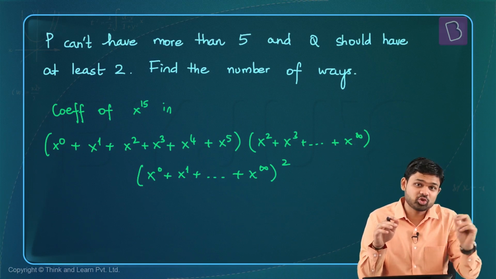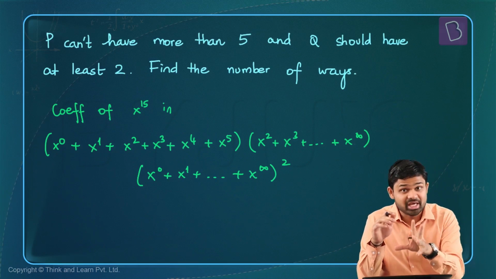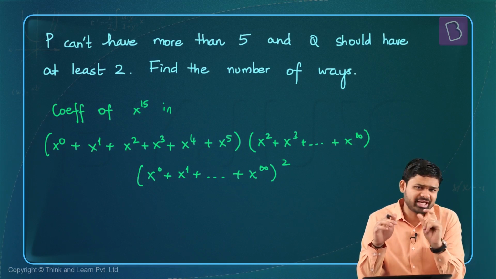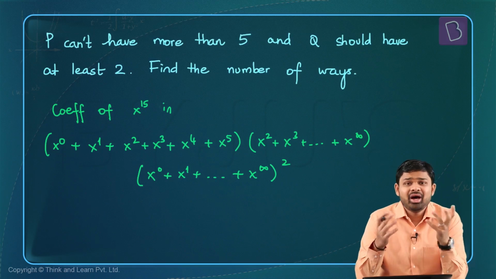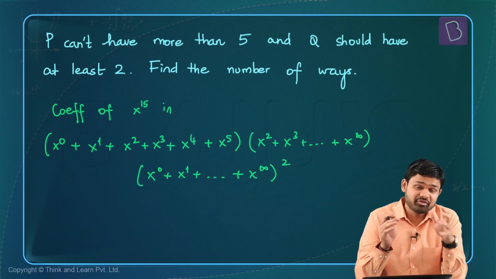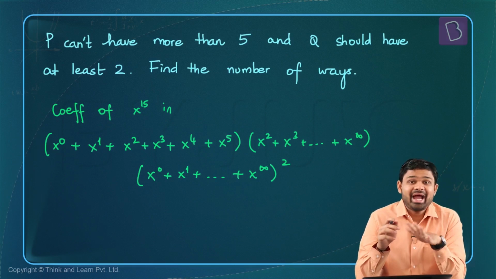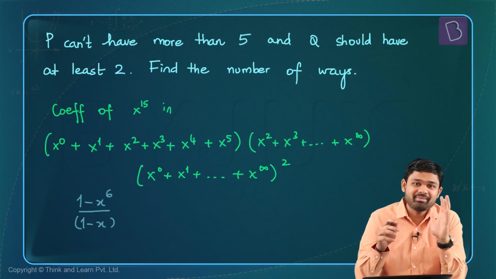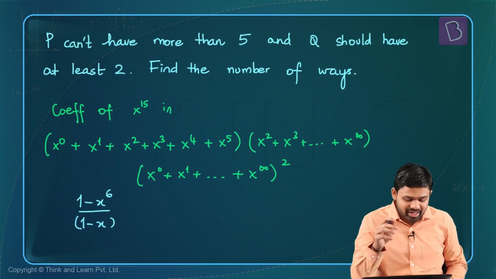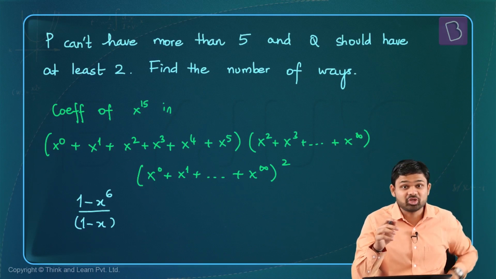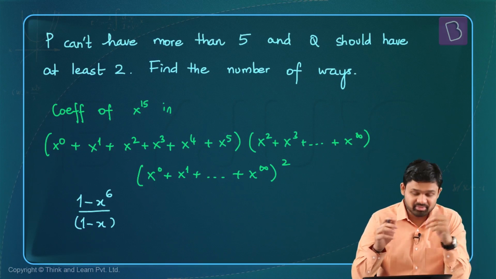x0 plus x1 plus x2 up till x power 5 is a GP, and this GP is interesting because x is a value less than 1. But of course, I can consider the first term to be equal to 1 and the common ratio as x, and so the sum of this GP will be 1 minus x to the power 6 divided by 1 minus x, because there are a total of 6 terms there.